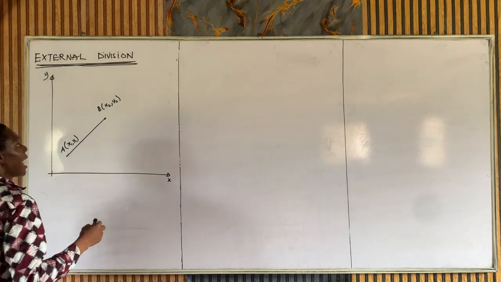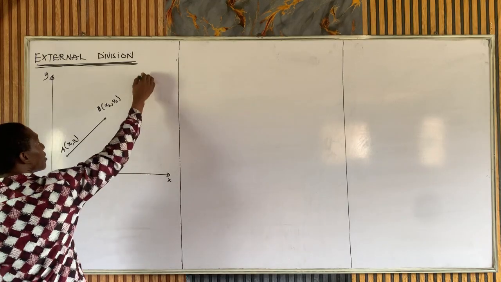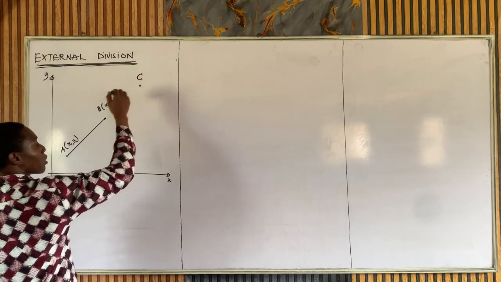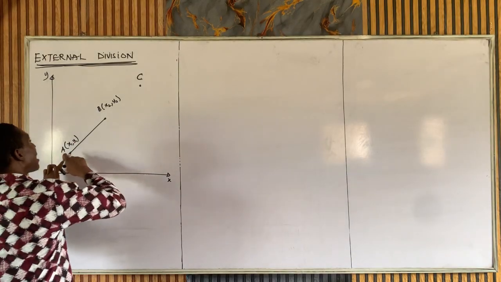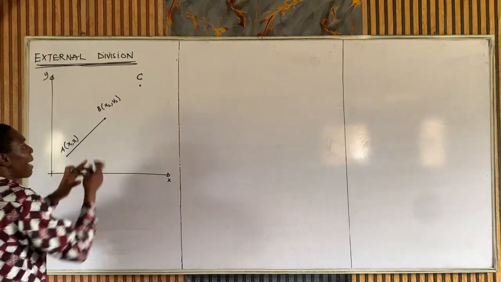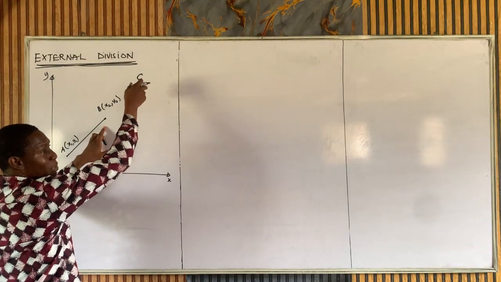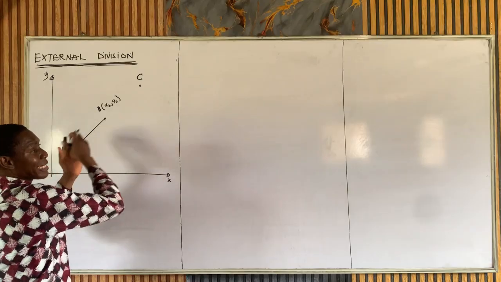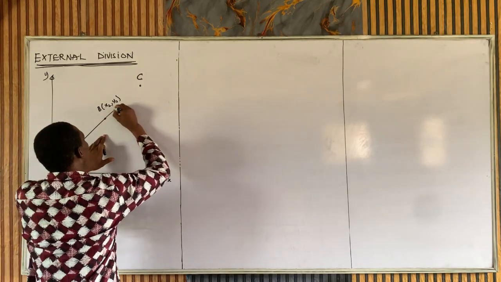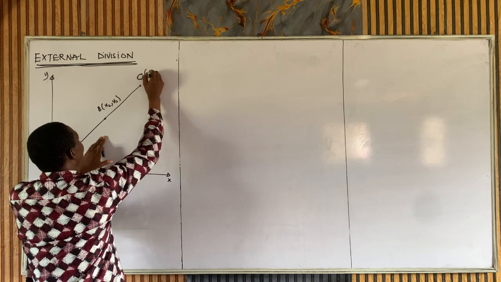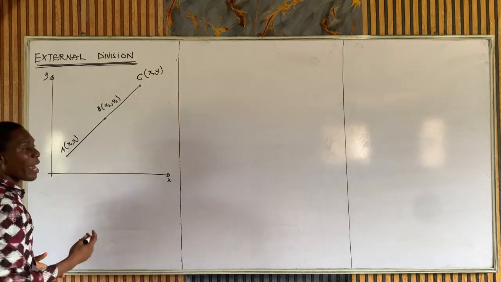Now let's say I have a point which is external, C, that divides this line AB externally, meaning that I'm saying AC divided by BC. The point C I'm referencing this time around is external, unlike the internal division where the C is inside the line. And so how do we get the coordinate of x, comma y, which is the coordinate of the point C? Well, quite easy.